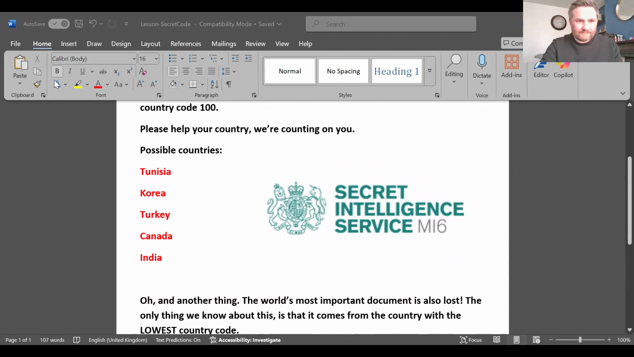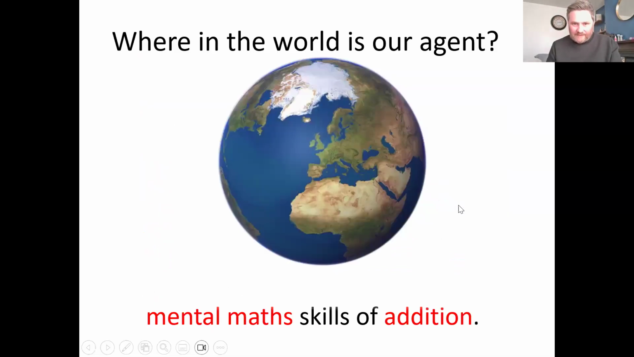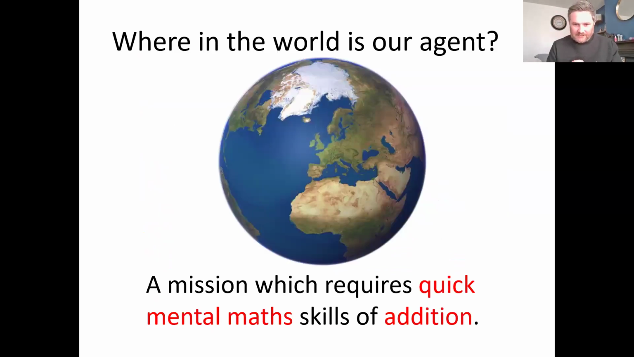So, where in the world is our secret agent? This is a mission that requires quick mental maths. So you have to do this quickly. If you want to work at home and make it a bit of excitement, you can put a timer on. I usually put a timer on for like 20 to 30 minutes to try and solve these problems. And you can also put on some Mission Impossible music. It does make it more fun.